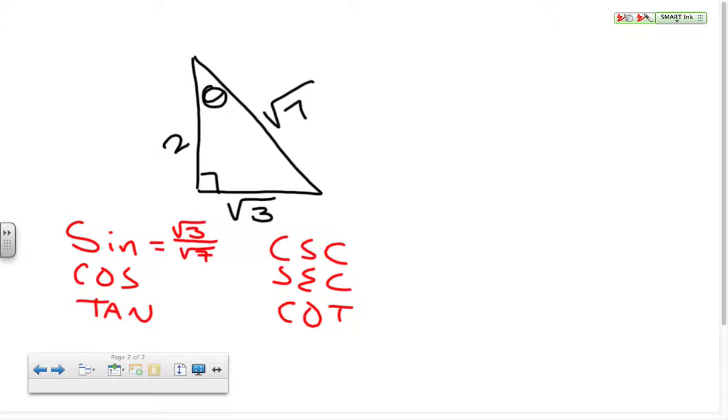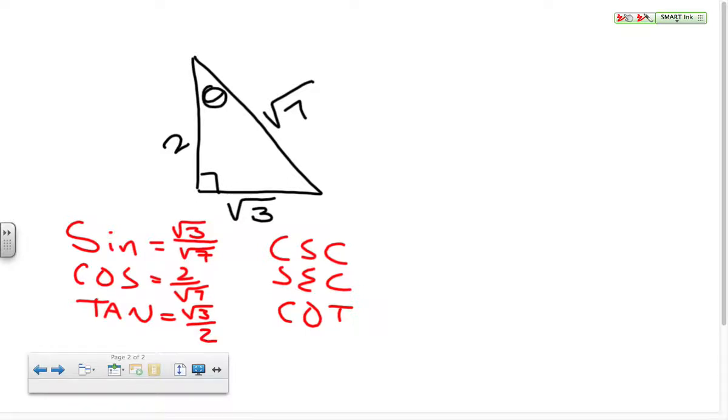Hypotenuse, in case you're wondering, is always the line that is directly across from the right angle. All right, cosine is adjacent. So the side that is right next to theta is 2. So it's 2 over the square root of 7. And tangent is the opposite over adjacent, the square root of 3 over 2. Again, don't worry about rationalizing.